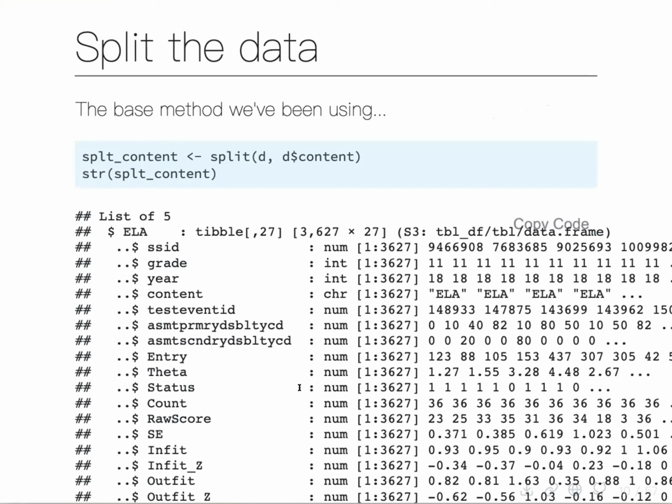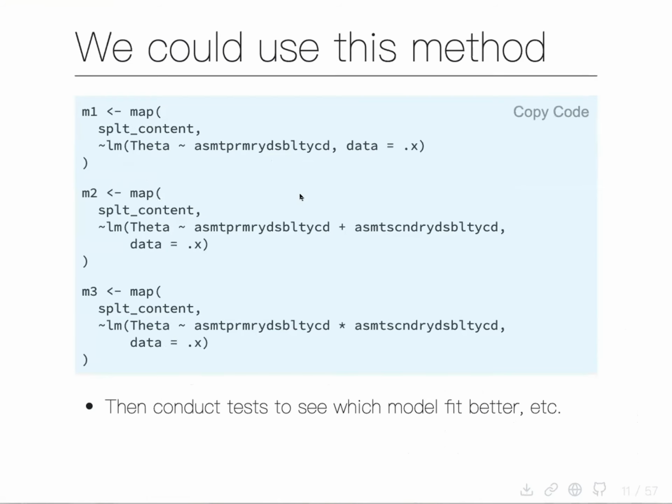this is the base method that we've been using, right? So had we wanted to do this using the methods that we have learned about so far, this is how we would do this, right? We would say split content, where we're splitting D by D content, and we get a list that's returned like this. It's of length 5, where each element of the list is all of the data for that content area, right? Then we would probably go through and do something like this.